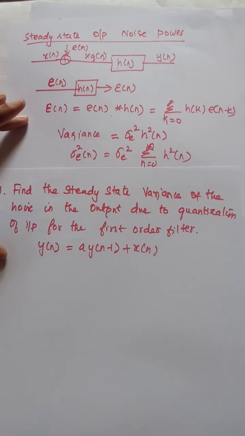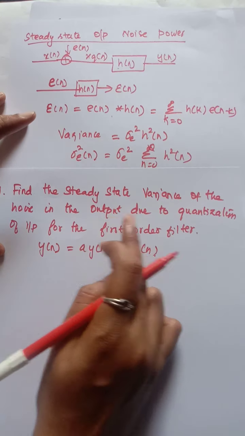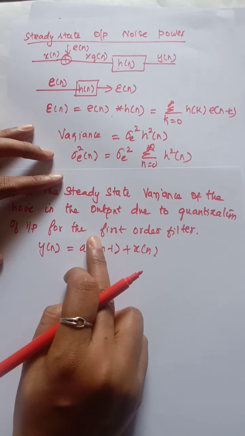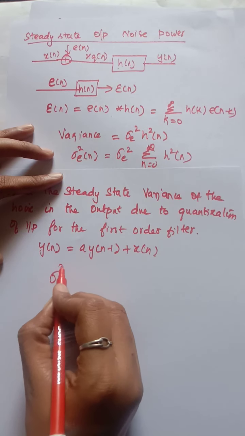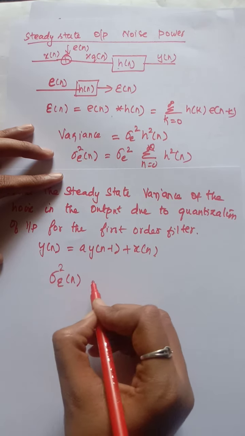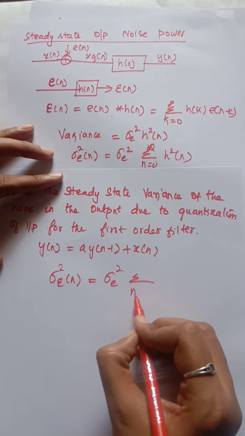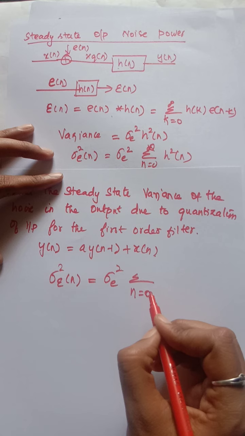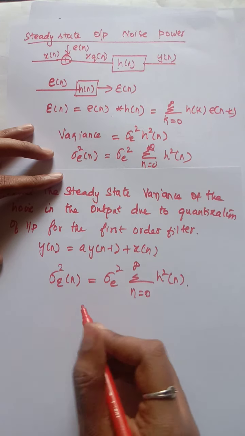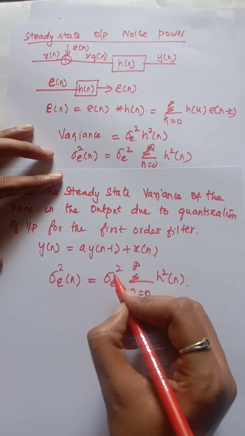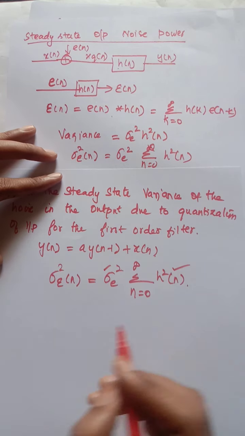Now consider the problem. Find the steady state variance of the noise in the output due to the quantization of the input for the first order filter. If you want to find the quantization noise output power, you need to evaluate this formula, that is, summation n equals 0 to infinity of h squared of n. So first we need to find sigma e squared and h squared of n.